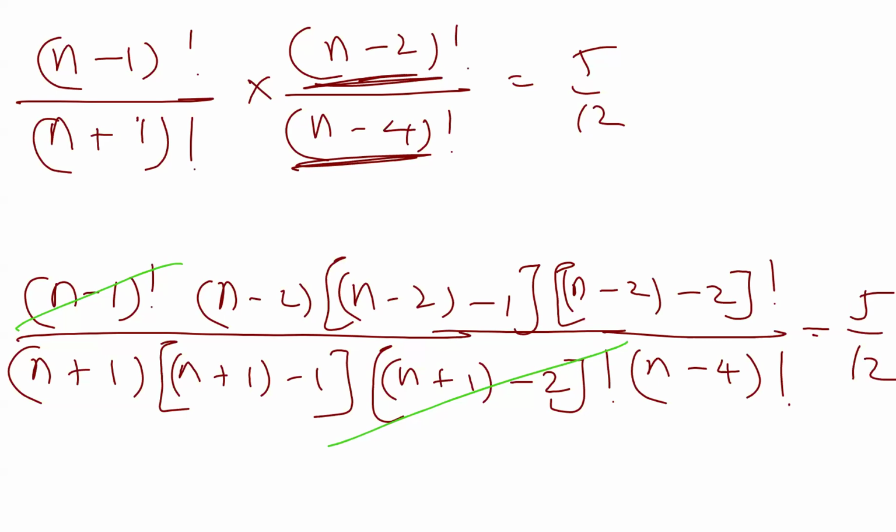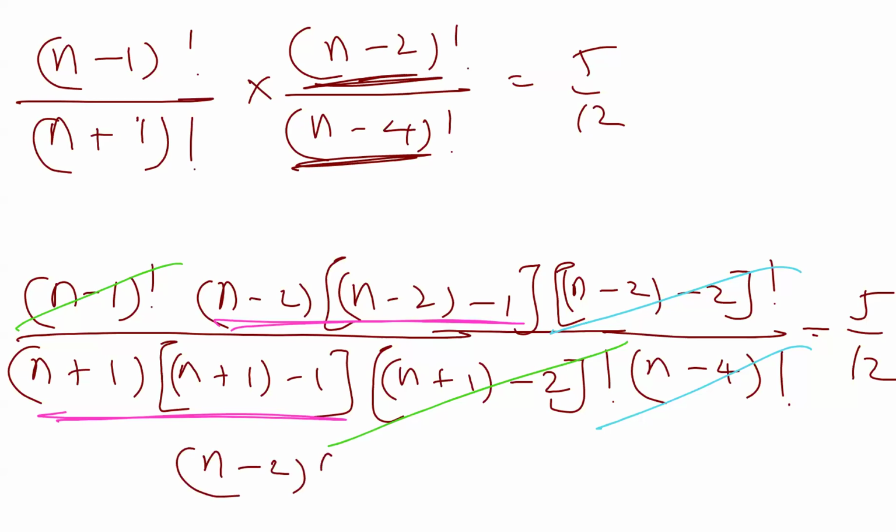Okay. So here also the n minus 4 factor is getting cancelled. Now we are left with only these brackets. So it is going to be n minus 2, n minus 3 upon n plus 1 into n is equal to 5 by 12.